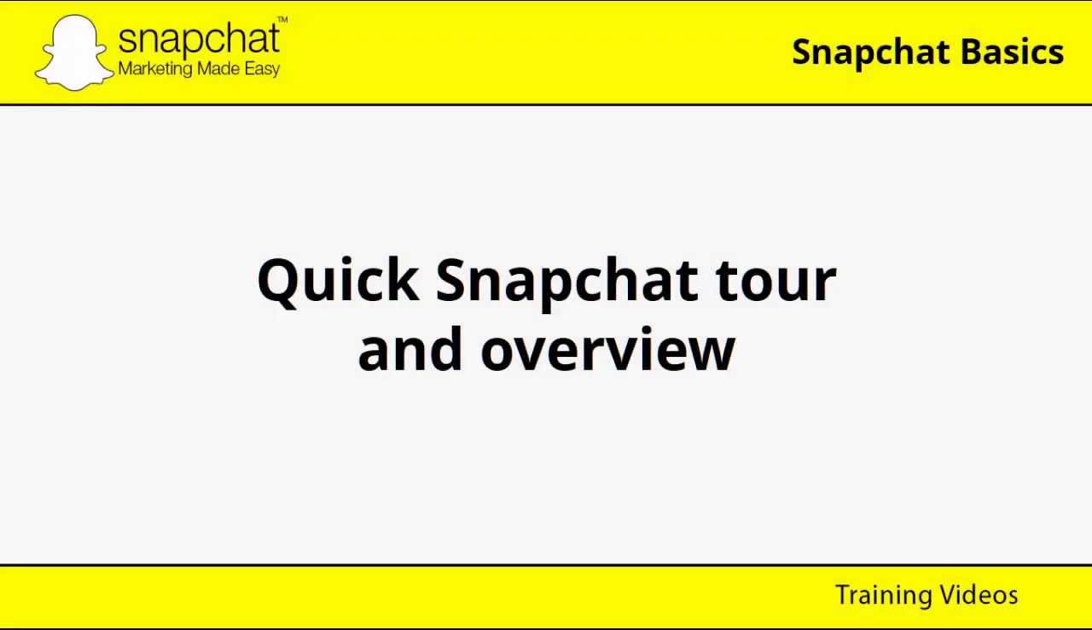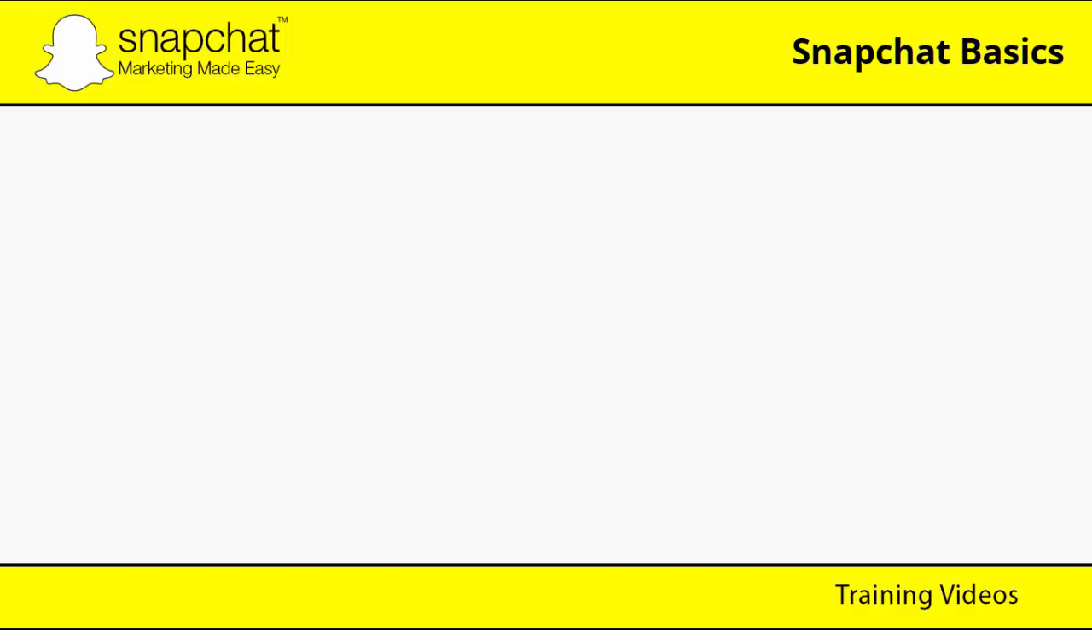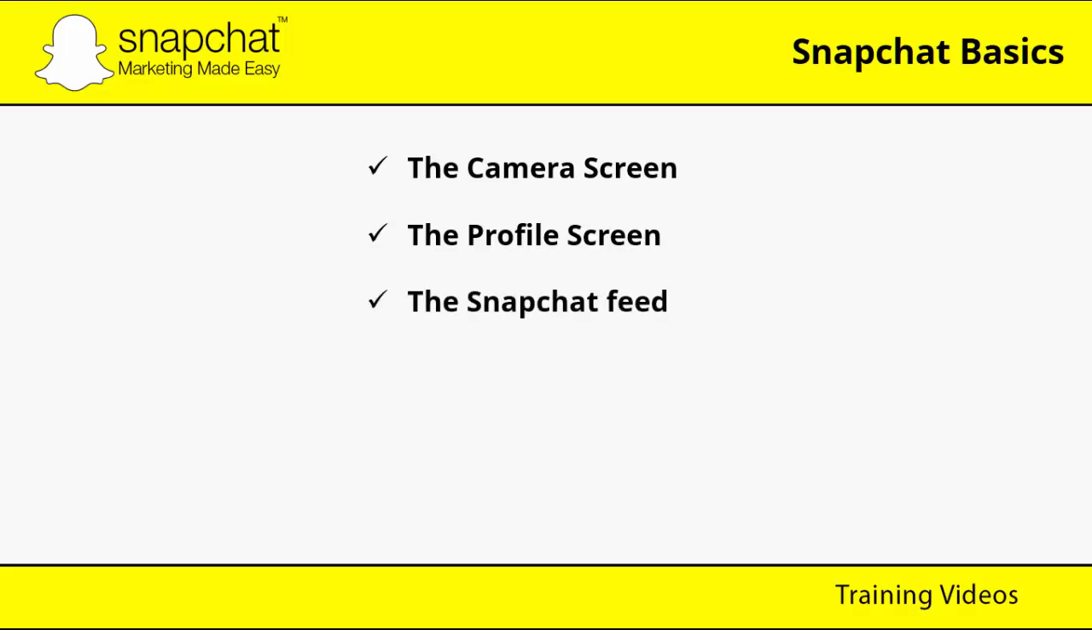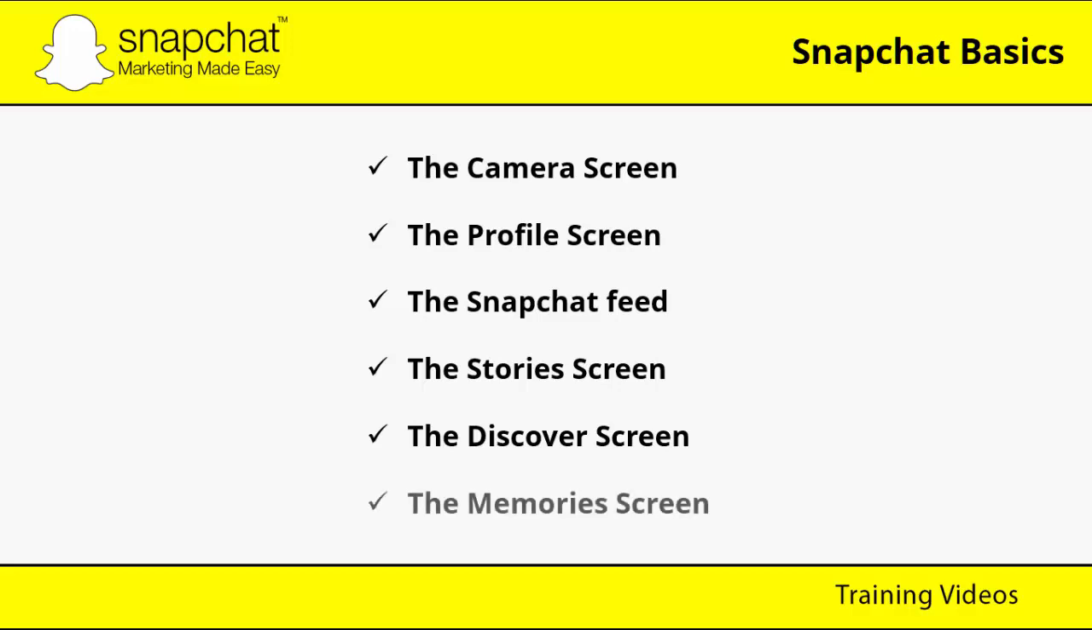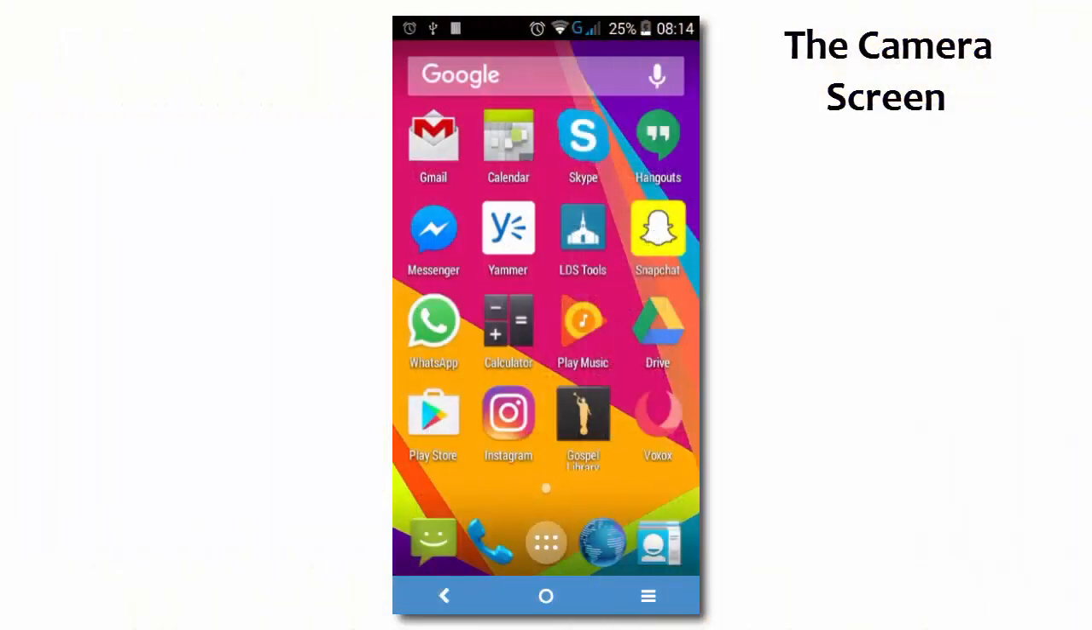Quick Snapchat tour and overview. Before showing you every function available in Snapchat, I would like to show you that Snapchat is composed of 6 principal sections: the camera screen, the profile screen, the Snapchat feed, the stories screen, the discover screen, and the brand new memories screen.